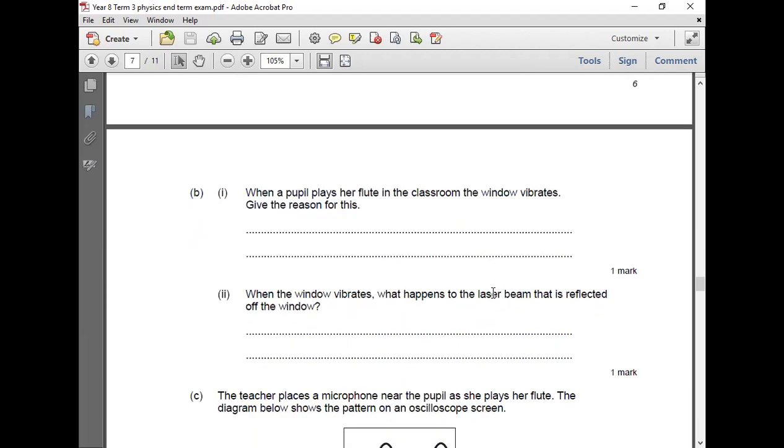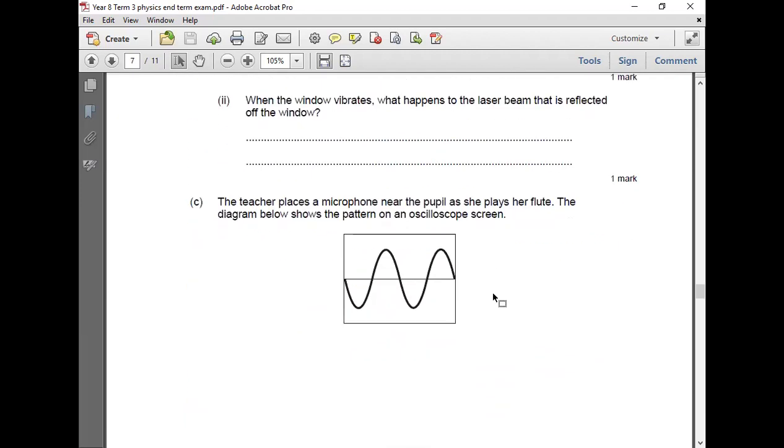The question says, when a student places her fluid in the classroom, the window vibrates. Give the reason for this. When the window vibrates, what happens to the laser beam that is reflected off the window? So the rest of the questions, inshallah, I'm going to explain from the Google Form.